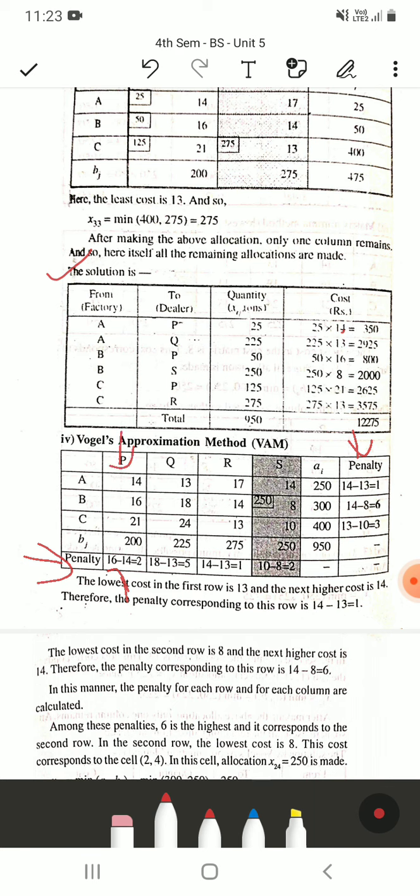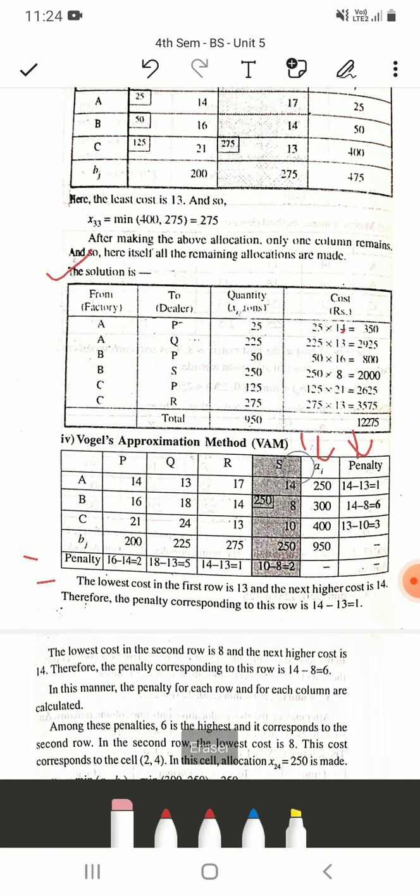So in this column check the lowest value, which is 14. The next lowest value is 16. Take the difference and write it as a penalty. So 2. Similarly here the least value is 13. The next is 18. So it is 5, 1 and 2. Allocation is made for P, Q, R, S and A, B, C. Don't calculate penalty for A, I and B, J also.